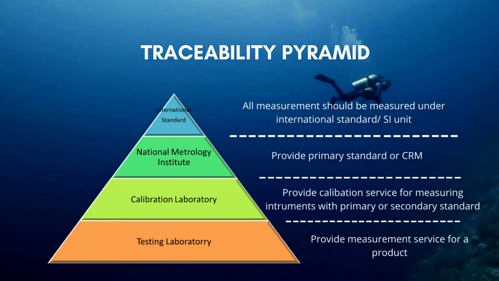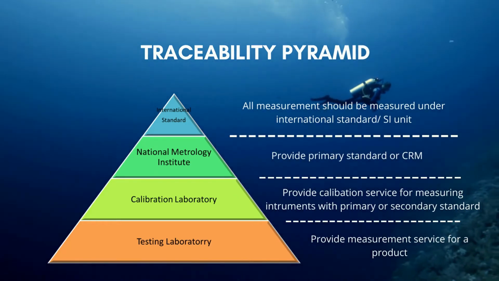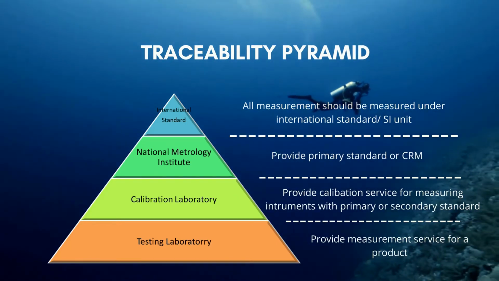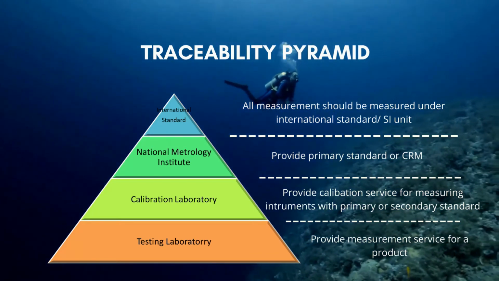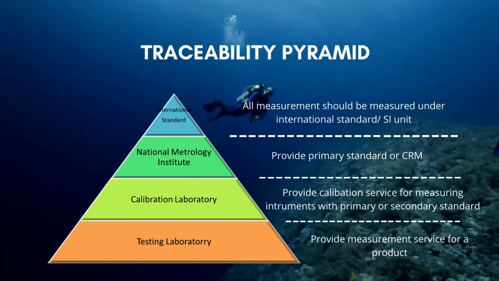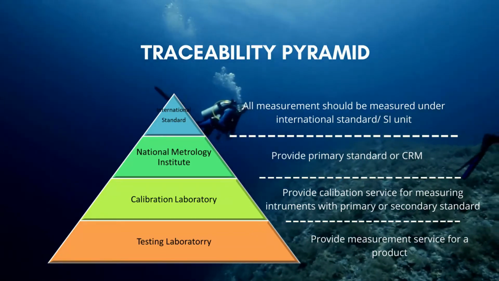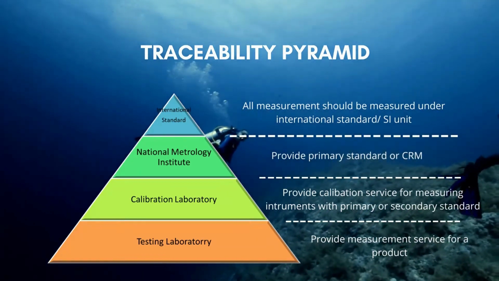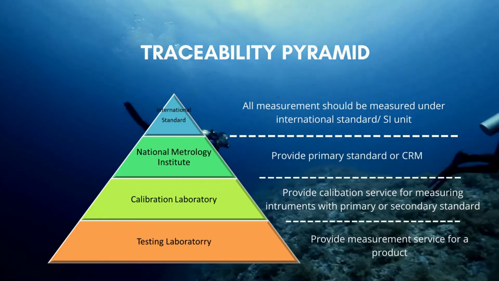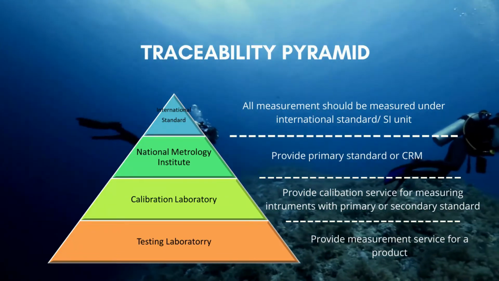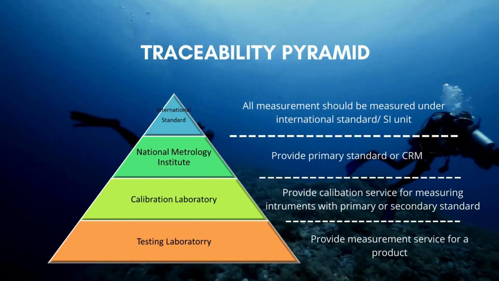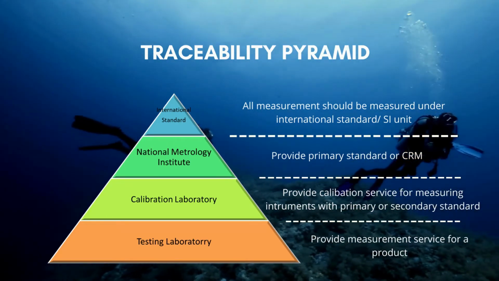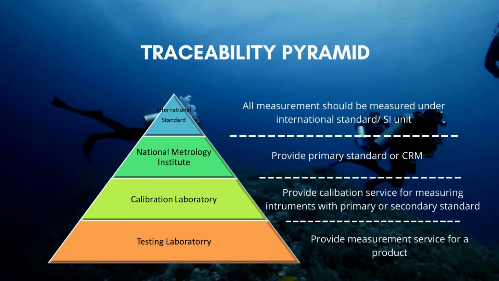The accuracy of the measurement is validated by a calibration lab, which provides calibration service for measuring instruments with a primary or secondary standard. This standard comes from a National Metrology Institute, and the calibration method is also validated by this institute. And lastly, all the measurements made along the pyramid should be measured under an international standard, which we know as the SI unit.